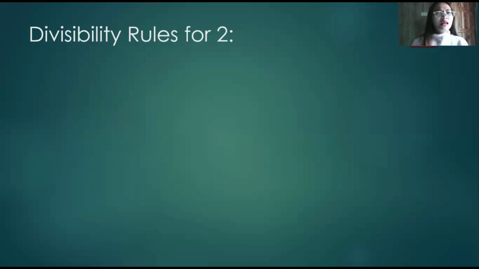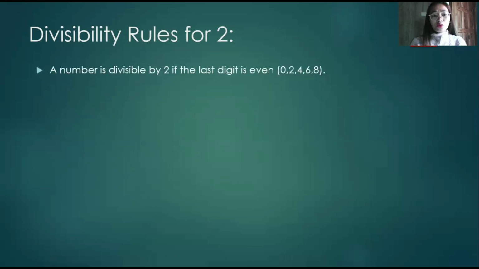How do we recognize a number that is divisible by 2? Actually, it is easy, class, as long as you know skip counting. So, 2, 4, 6, 8. But the question is, what if the number is a big number? Meaning, a number that you can no longer count. So we need a technique. So here is the divisibility rule for 2.